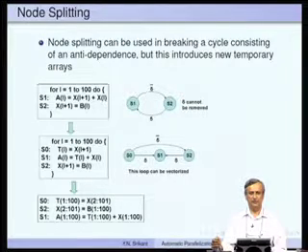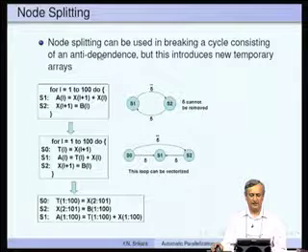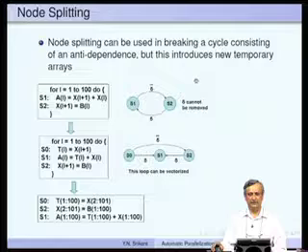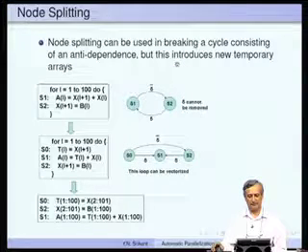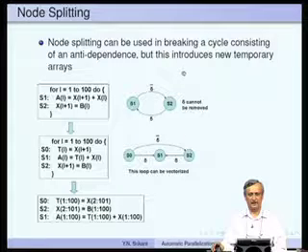Then we come to node splitting. So, suppose there is a cycle consisting of an anti-dependence. So, if we split a node, we may be able to get away with this dependence, and then we may be able to actually vectorize the program. But then we are going to introduce a new array. So, there is a space explosion possible.